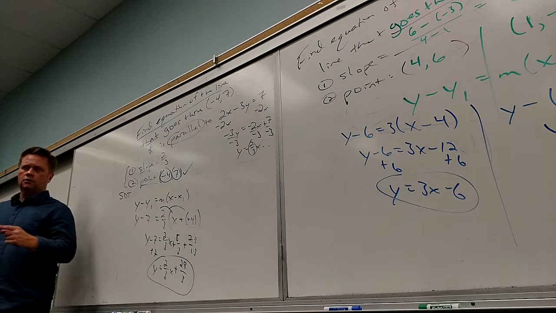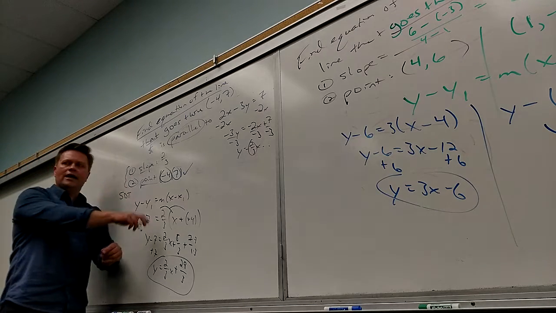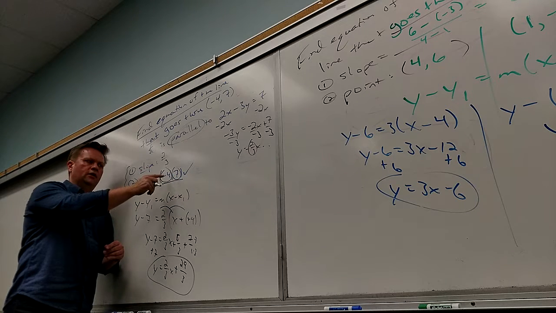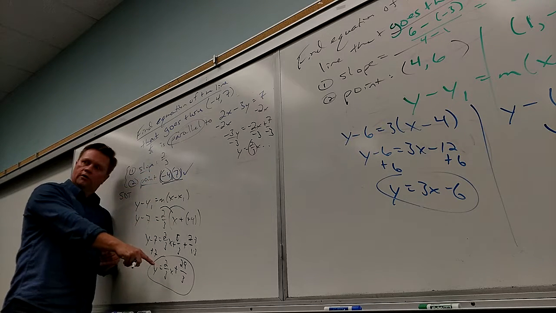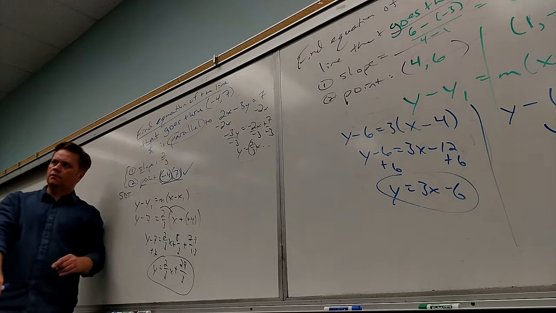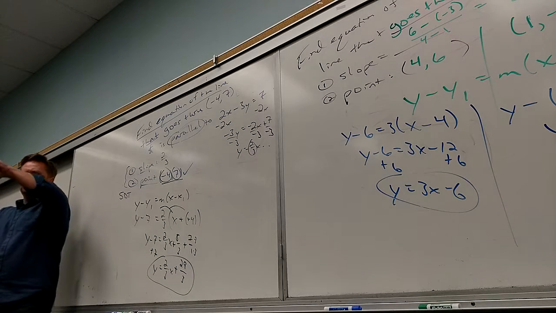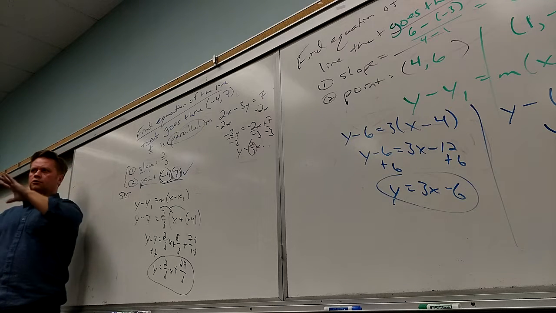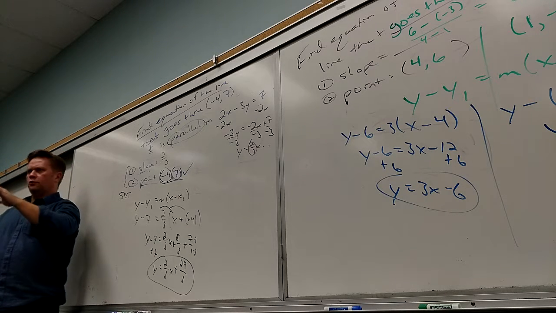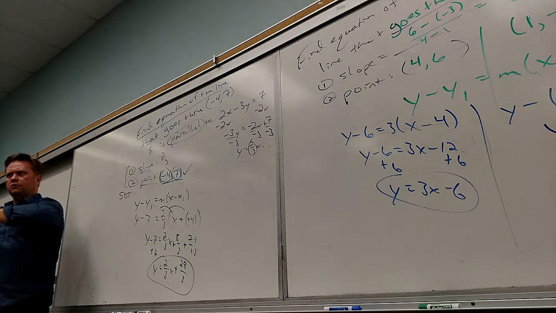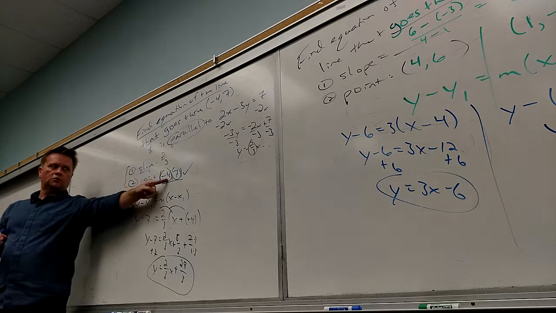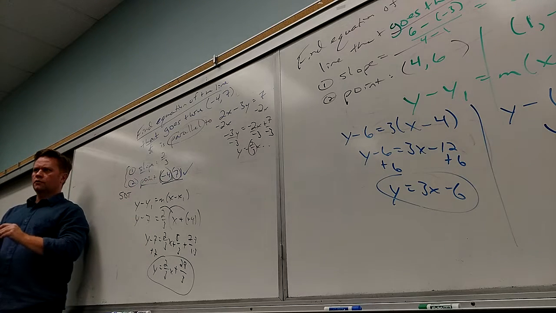Yes? I'm sorry, can you repeat that? Yeah, if this line is supposed to go through this point, what does it mean algebraically? The x and y values should work in the equation of the line. Because that's what it means for a line to go through a point, is that point works algebraically in the equation. Those two things mean the same thing. If it works, the line goes through it. If the line goes through it, it works. So that's the way you check it. It's supposed to go through that point, just plug it in.